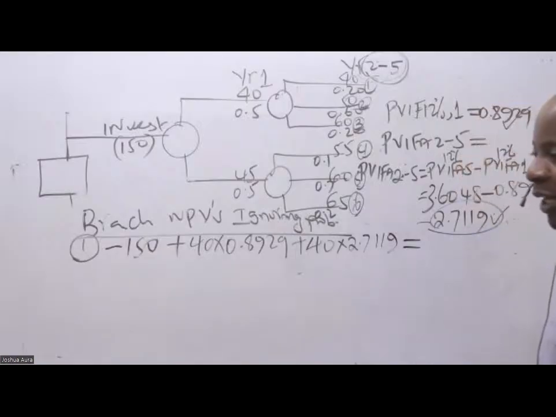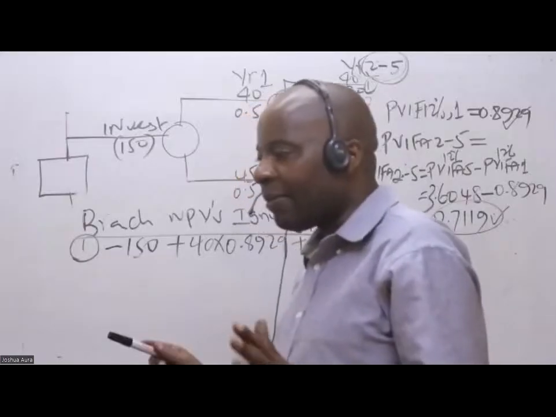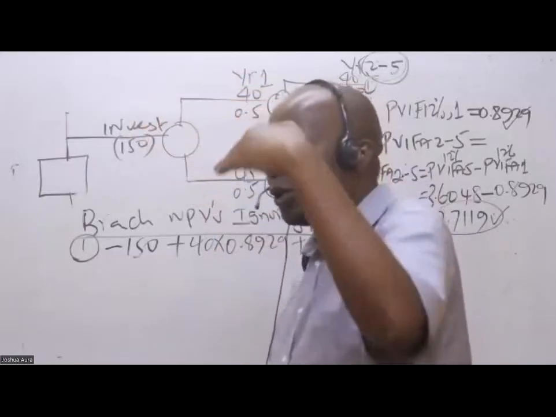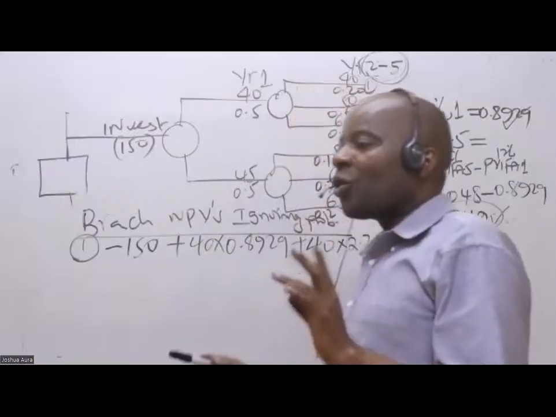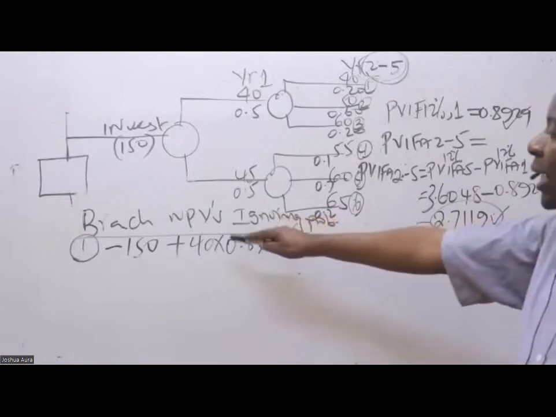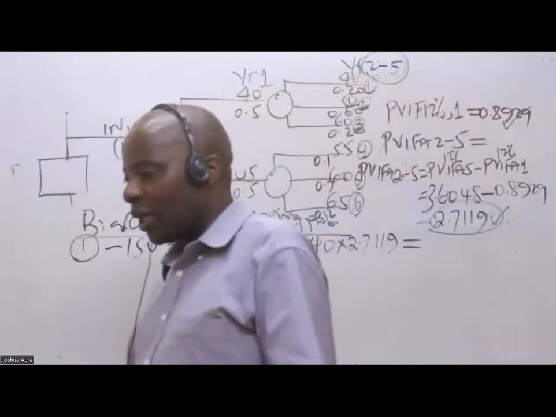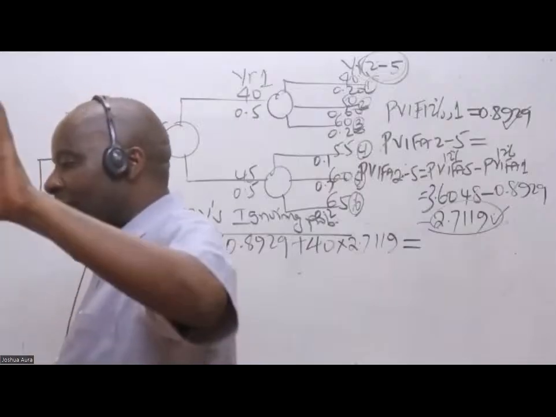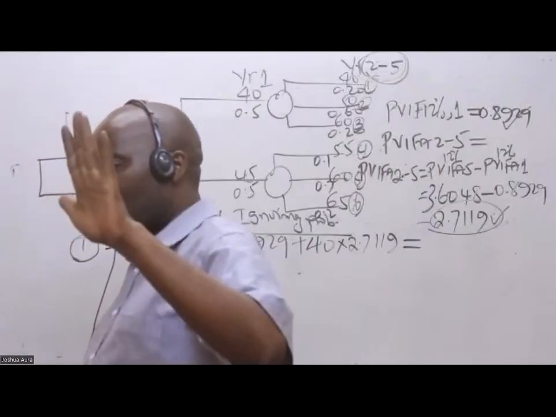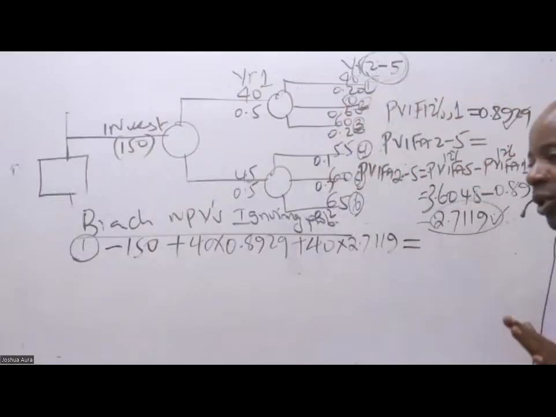What will it give us at the end of the day? Even if you go up or down, it will always be the same answer. In this particular case, could you kindly give me your answers in 2 decimal places? Remember, as you calculate your branch NPVs, you're always ignoring probabilities. I want answers in 2 decimal places.